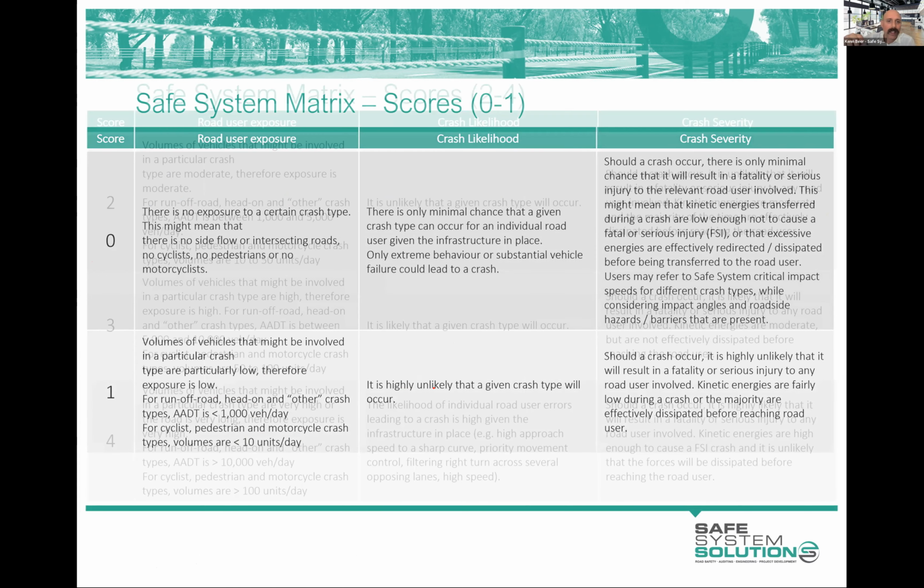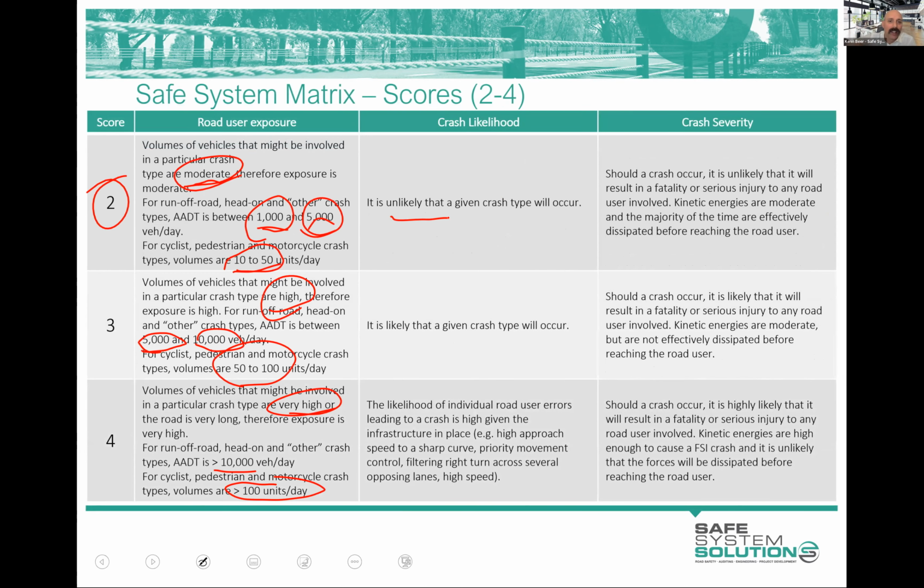Go up another one. It is unlikely that a given crash type will occur. Gee, we're not getting much information here, are we? We're not getting much help from our scoring reference sheet. Sort of 3 years. It is likely that a given crash type will occur. Okay, 4 seems to have more words here.